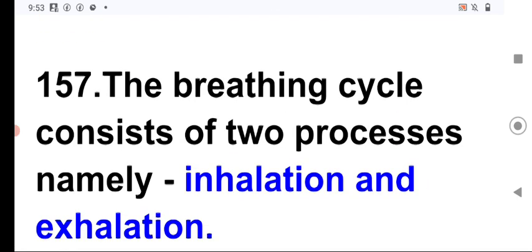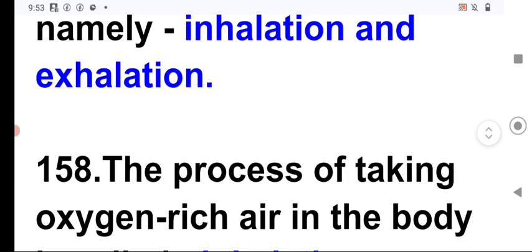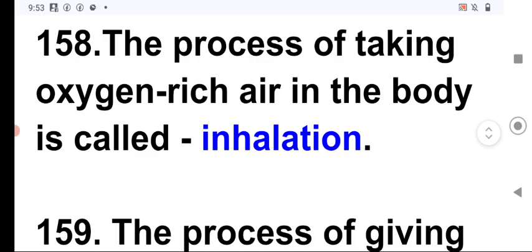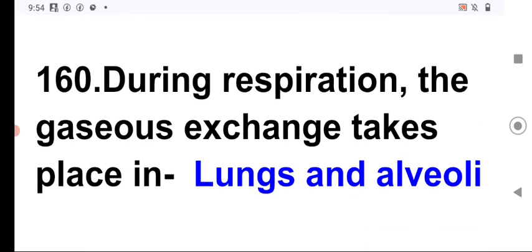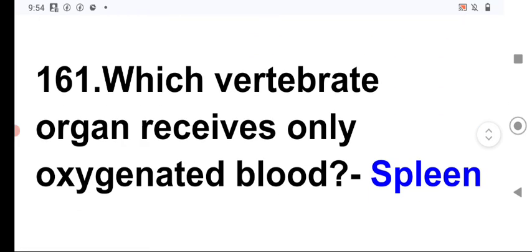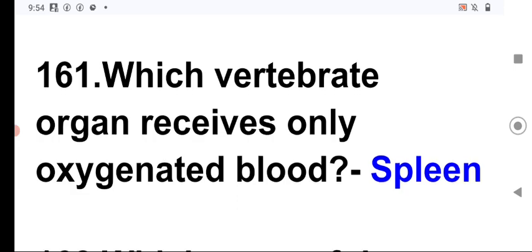Next, the breathing cycle consists of two processes, namely inhalation and exhalation. The process of taking oxygen-rich air into the body is called inhalation, whereas the process of giving out carbon dioxide-rich air is known as exhalation. During respiration, the gaseous exchange takes place in the lungs and alveoli. Next, which organ receives only oxygenated blood? It is the spleen.